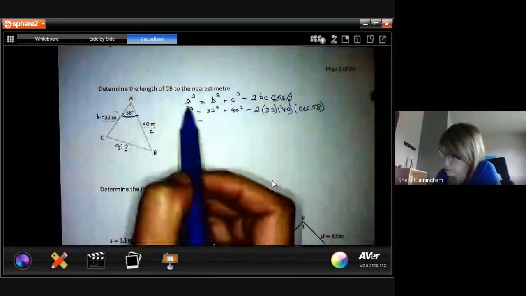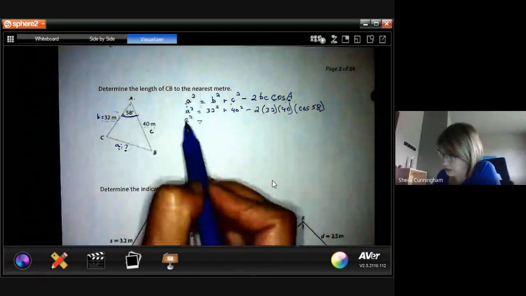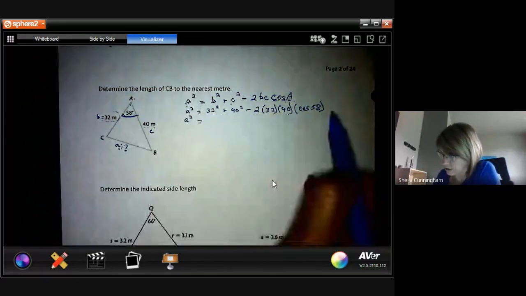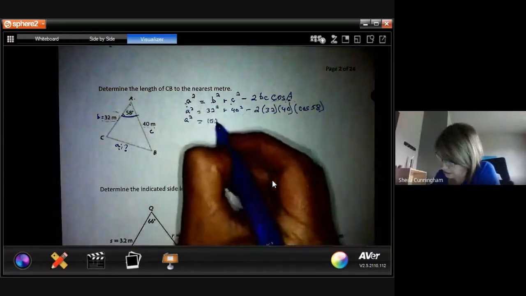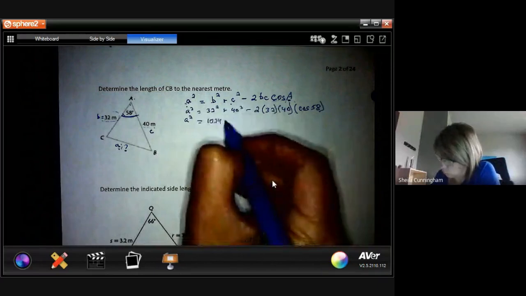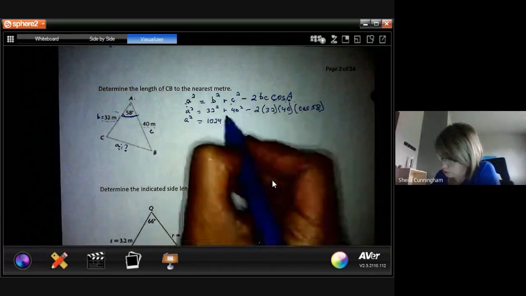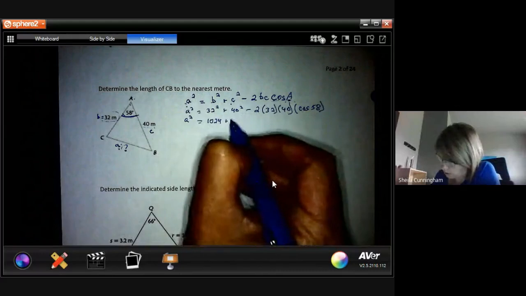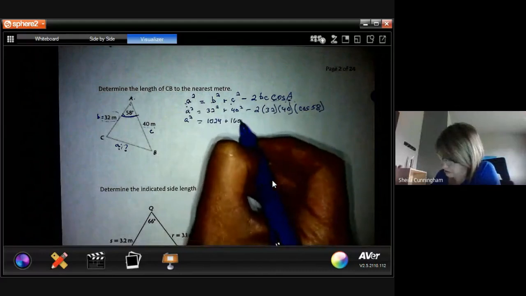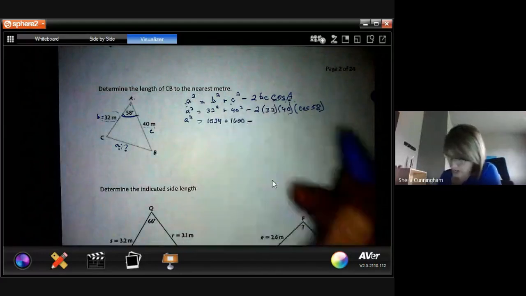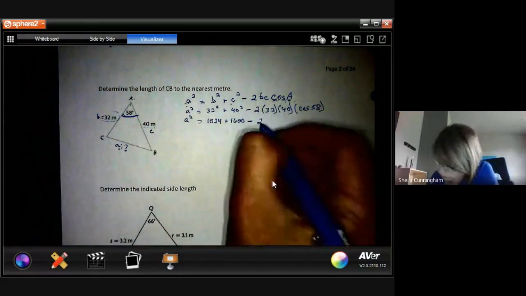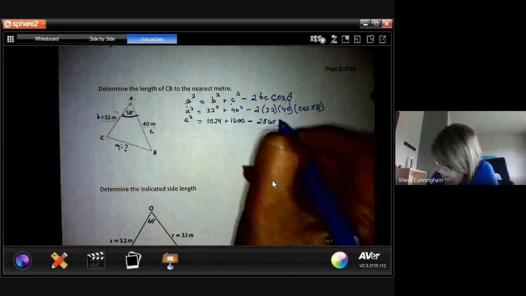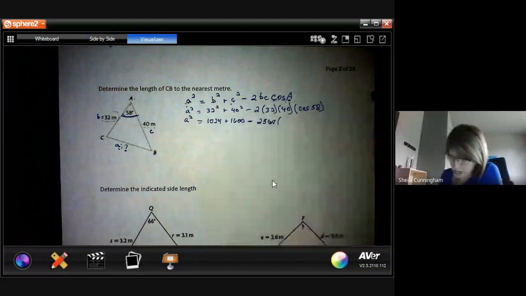Since my a squared is the piece I'm missing, what we ultimately have to do is simplify this whole side, get everything down to one single number. So 32 squared gives me 1,024. 40 squared should give me 1,600. And I'm going to minus 2 times 32 times 40, which is 2560, and the cos of 58.